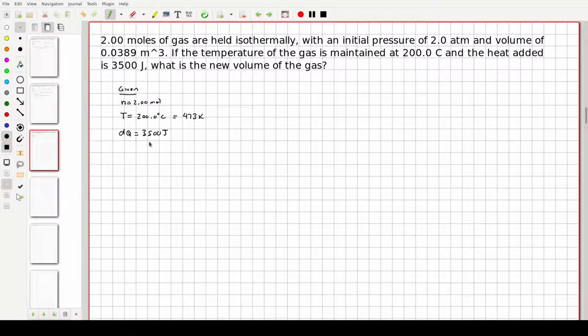Now, our initial volume, which I'm going to call V1, is 0.389 cubic meters. We're looking for the final volume of the gas. All right. Now, again, you can do a PV diagram.